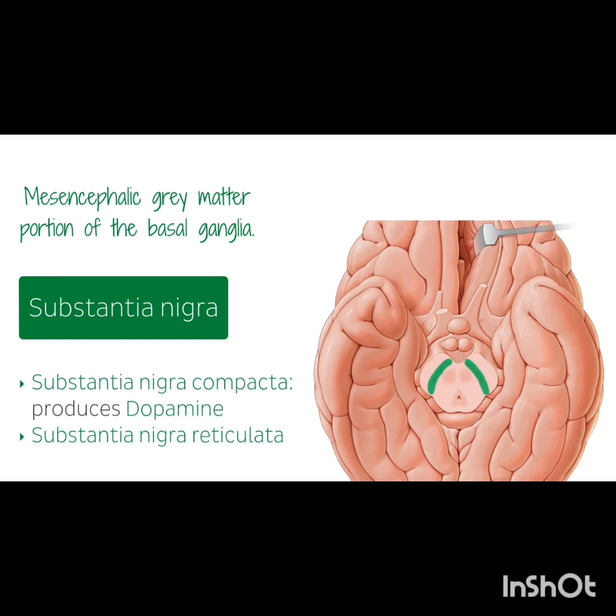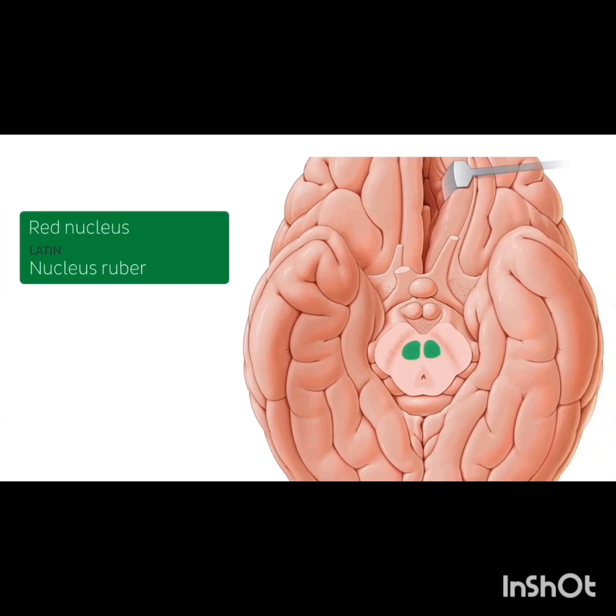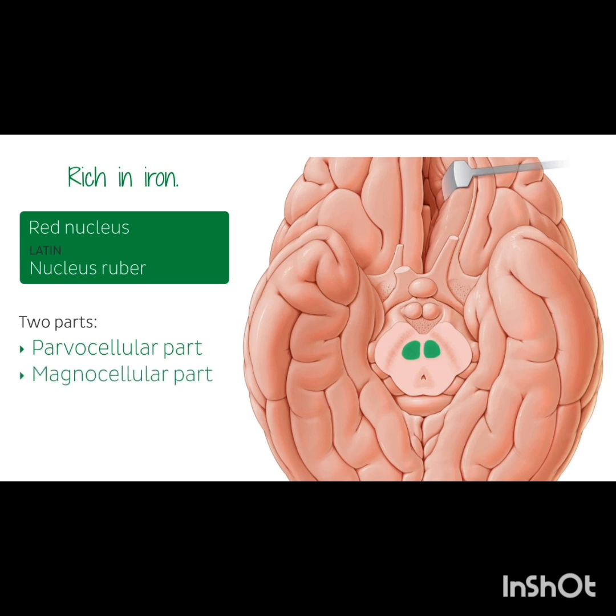Now, one quick clinical note: in Parkinson's disease, the cells of the substantia nigra that produce dopamine are damaged, and that causes most of the motor symptoms of this disease. Next, we're going to be highlighting here what is known as the red nucleus, which is located between the substantia nigra and the central gray matter. It is called the red nucleus due to its pale pink color as a result of being rich in iron. The structure is comprised of two parts, the parvocellular part and the magnocellular part. Now, this nucleus is involved in motor coordination.